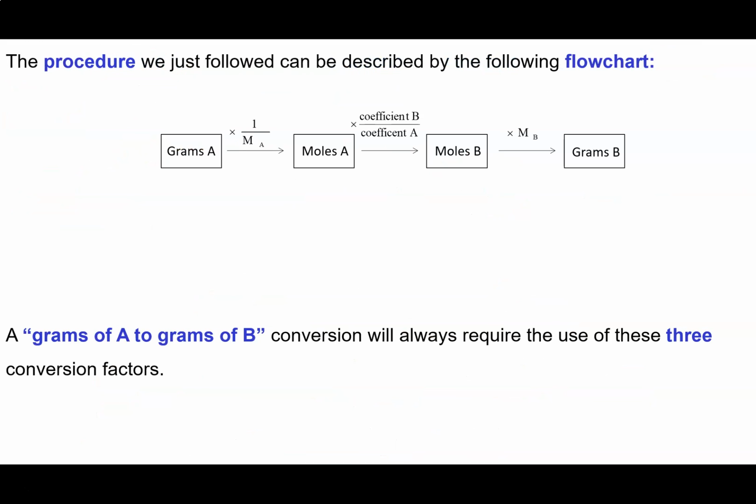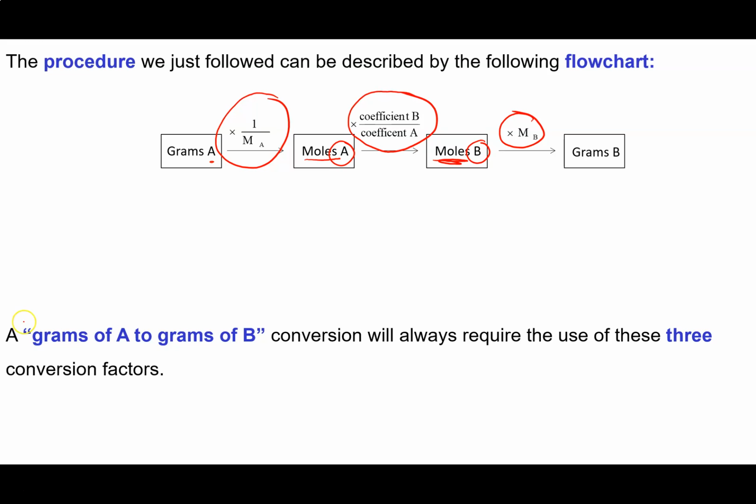So it looks like this, right? I'm given some grams of substance A, I multiply by 1 on the molar mass of A, and that gives me moles of A. I then multiply by the mole ratio that relates A and B, and so that needs to have the moles of B over the moles of A, and that'll convert my moles of A into moles of B. And then finally, to get my grams of B, I multiply by the molar mass of substance B.